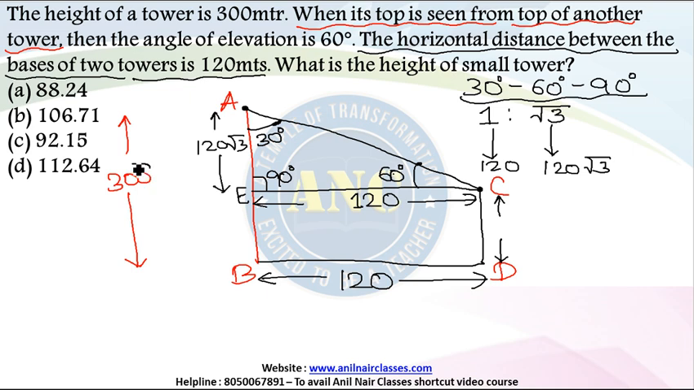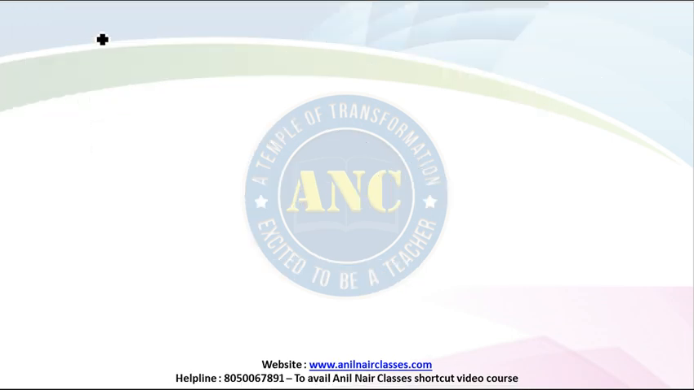Out of total 300, if I remove this 120 √3, then I will get EB value, and that is nothing but equal to CD value. EB and CD both are same. Answer is 300 minus 120 √3. But unfortunately, answer options are not there like that. Answer is not 300 minus 120 √3. According to the answer options, let us further simplify it.